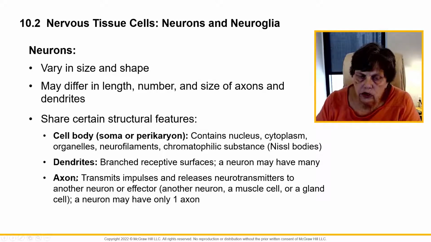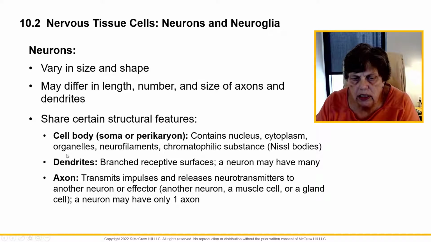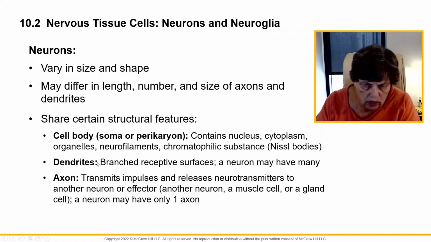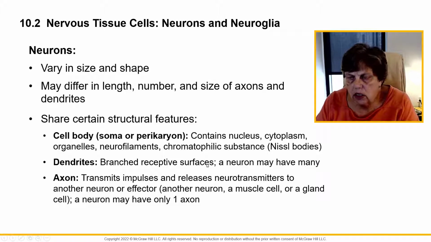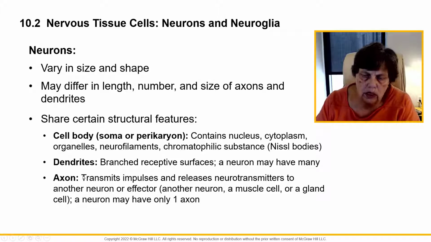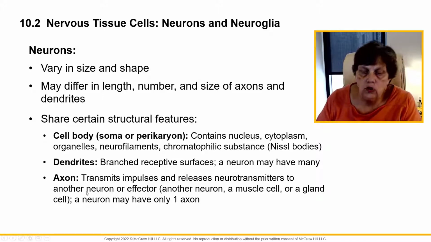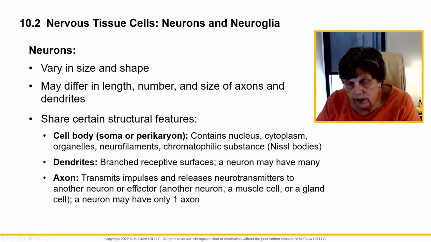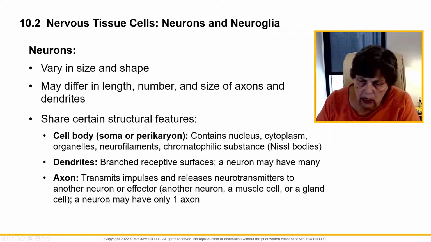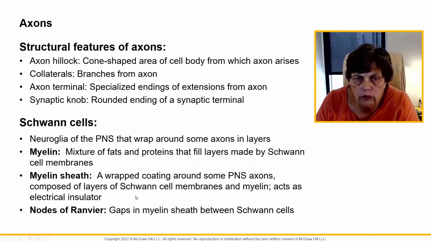Then you have your dendrites and your axons. Dendrites are receptive surfaces. You can have a lot. The axon is going to transmit. So the information coming into the cell body is coming in through the dendrites, and then it is going out through the axon. The axon is transmitting that impulse and releasing those neurotransmitters to another neuron or to an effector, a muscle cell, whatever, down the way. One neuron may only have one axon. It depends on where you are.